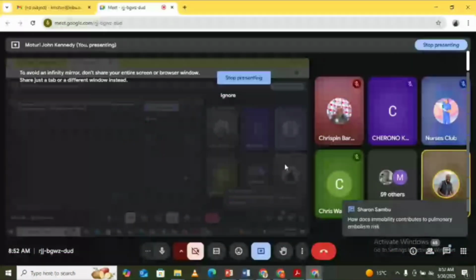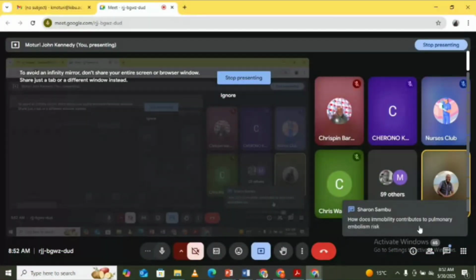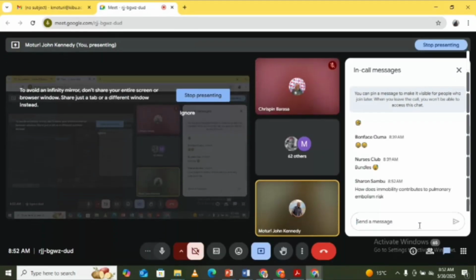Another question? How does immobility contribute to pulmonary embolism? Anybody want to try that before I answer? How does immobility contribute to pulmonary embolism? Anybody who wants to try?